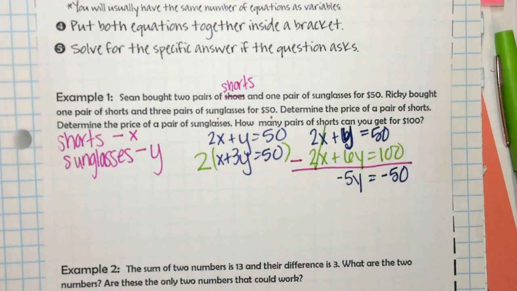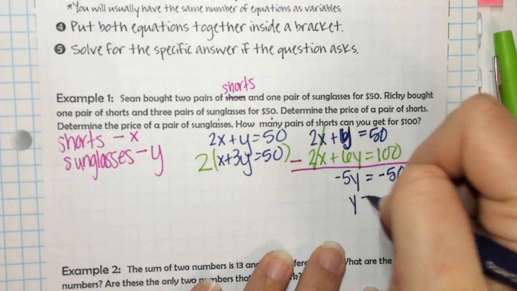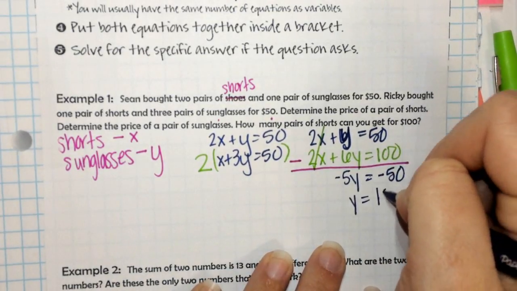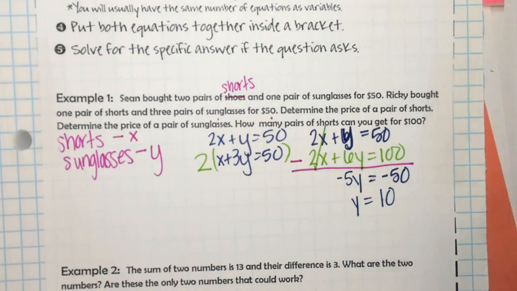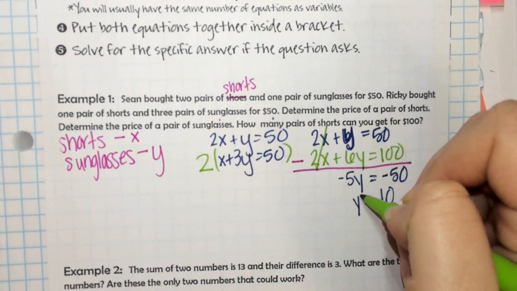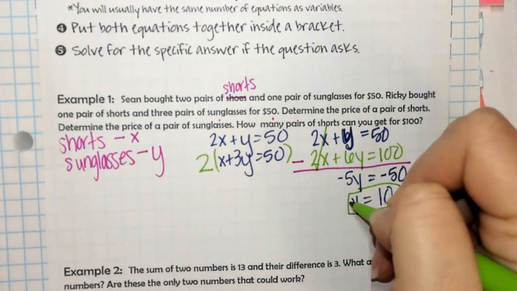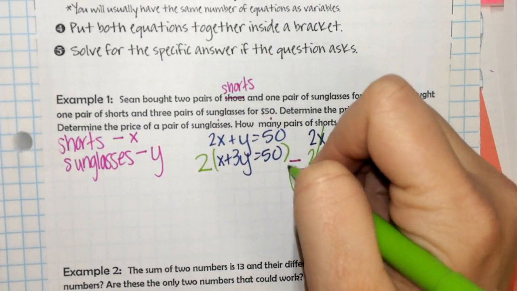Did y'all get negative 5y equals negative 50? All right, and then y equals 10. All right, can you find x without me? Do it. Are you going to plug it into the top or bottom so I know? I heard majority top, so that's what we're going with.